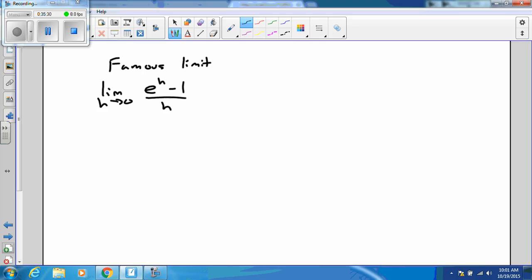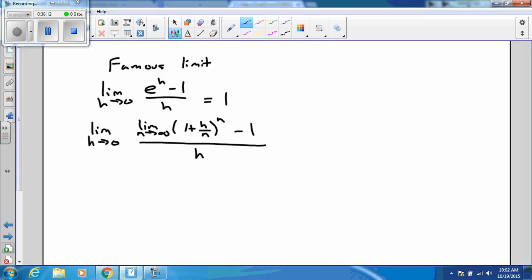We became interested in this limit right here, which you probably remember from last year. Do you remember the value? It's 1, yeah. But let's see why that is. Your calculator will tell you this. But what we're going to do is consider the quantity that's expressed right here. What is e to the h? Well, e to the h is going to be the limit as n goes to infinity of 1 plus h over n to the n, minus 1, all of that over h.